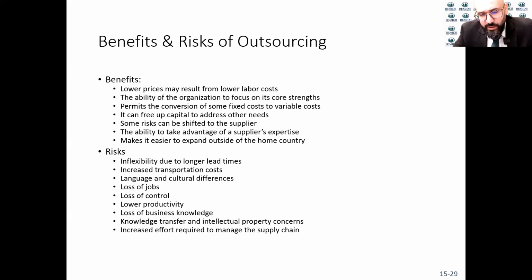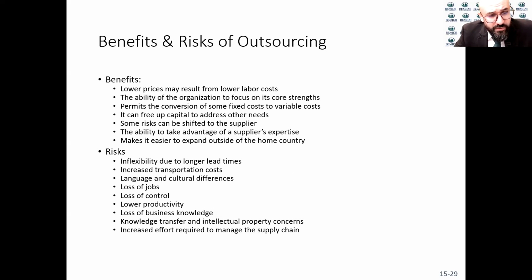And there are several reasons for that. There could be the price, the costing, or the quality that you're looking for. Maybe you're not specialized in that particular function, so you need somebody else to do it for you. In here, we're going to talk about the benefits and risks. The benefits of outsourcing: lower prices, that may result from lower labor costs in a different country, maybe. And the ability of the organization to focus on its core strength. We need to focus on the core strength of the company. We don't want to distract ourselves with something that we're not going to be good at, so we have to send it to somebody else to do it for us.